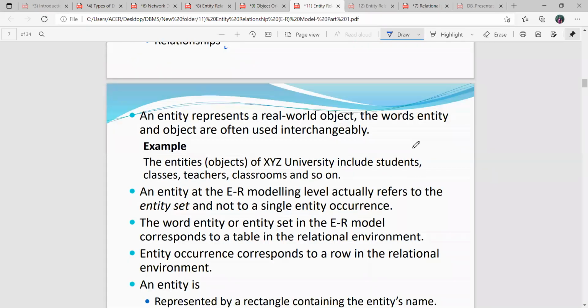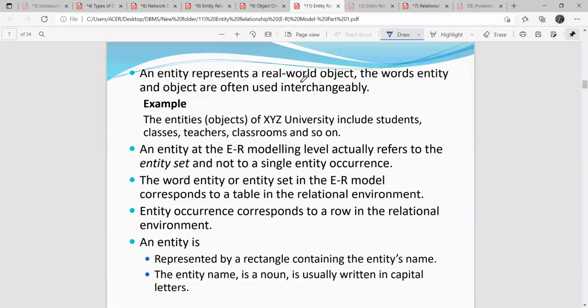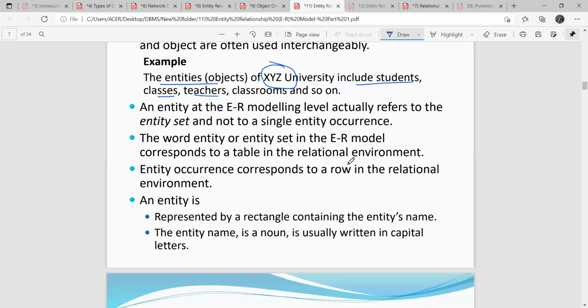An entity represents a real world object, and the words entity and object are often used interchangeably. An entity is a noun, a person, place or thing. This example is about the entities of XYZ University, including the student, class, teachers, and the classroom. An entity at the ER modeling level actually refers to an entity set, not a single entity occurrence.